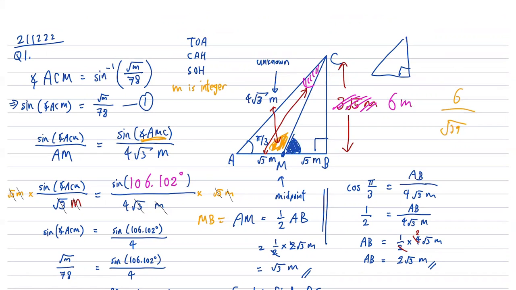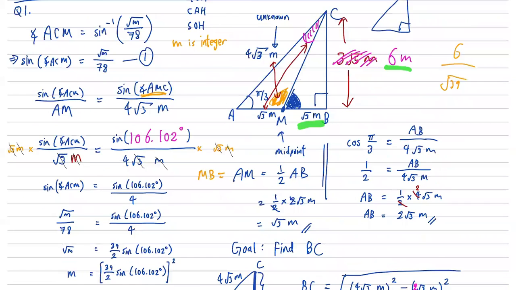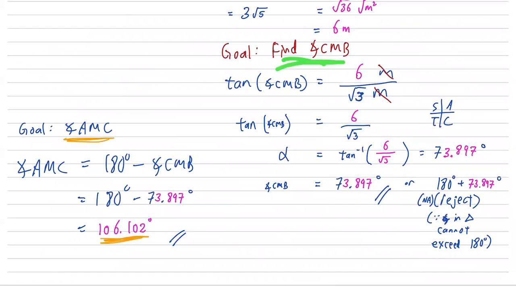Tangent of that angle gives us opposite over adjacent, 6m over root 3m. And that's exactly what I did over here. Find angle CMB, take the tangent, you get 6m over root 3m. The m cancels off, you're left with 6 over root 3. The proper procedure to find angles is to first find the basic angle, then after that, you consider which quadrant it should be.